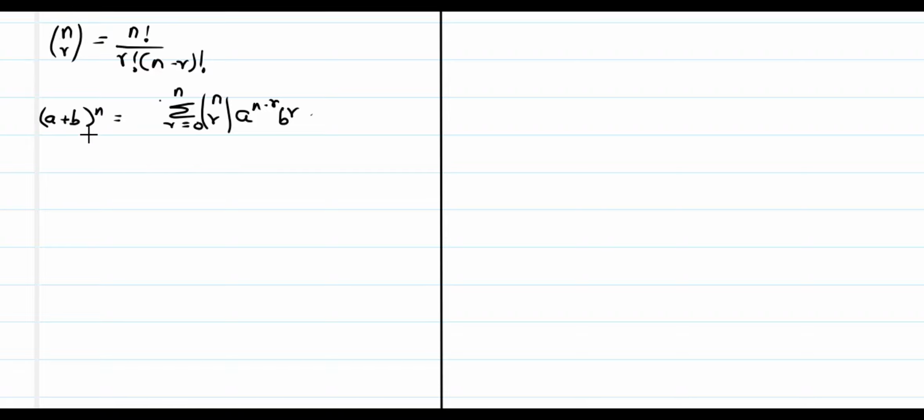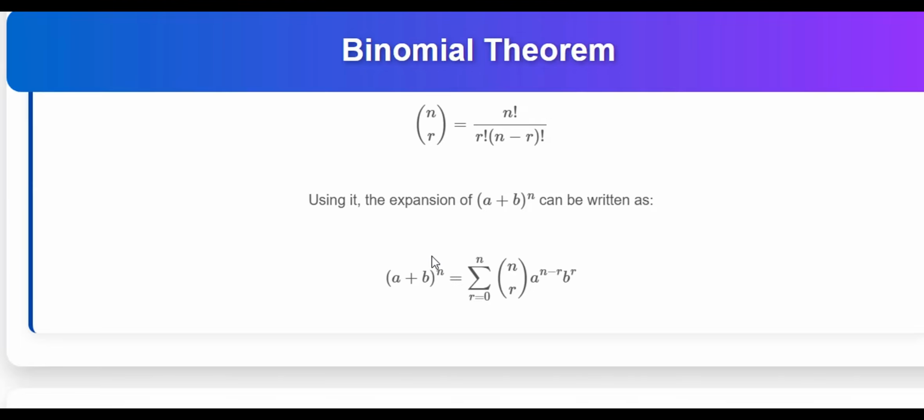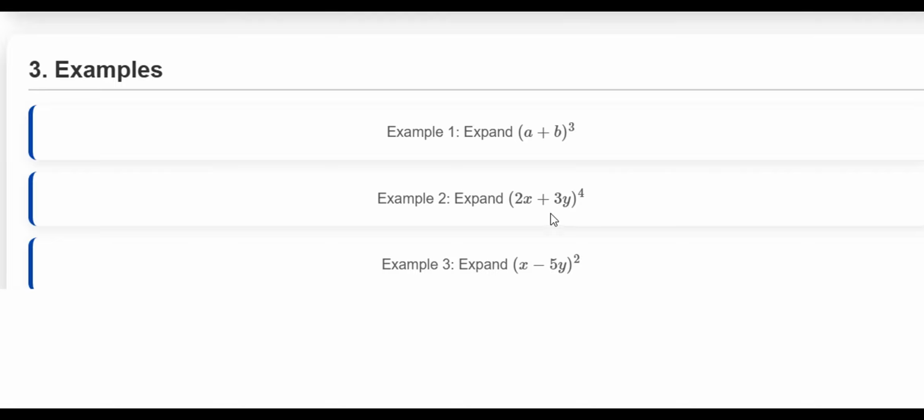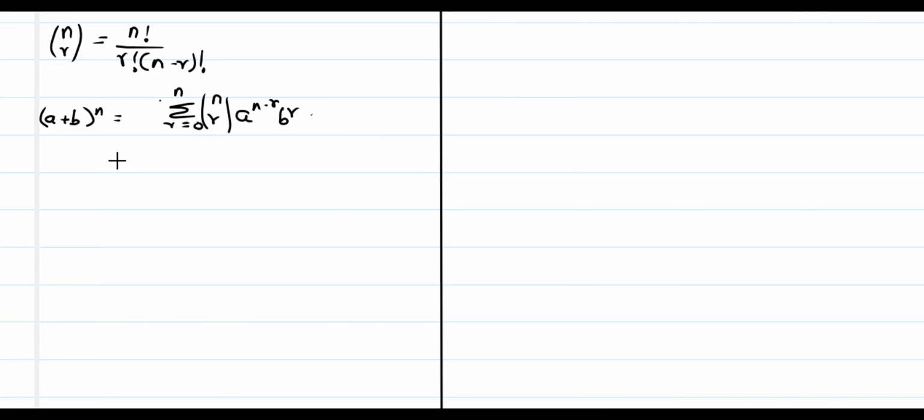But now in this new one, this whole thing here, a plus b raised to power n, represents the problem we are given to solve. For example, if I have a problem like a plus b raised to power 3, that is the problem we are given to solve. Or 2x plus 3y raised to power 4 is the problem. x minus 5y raised to power 2 is the problem. So that side represents the problem we are given to solve.